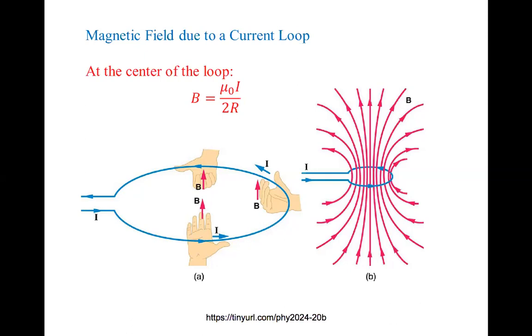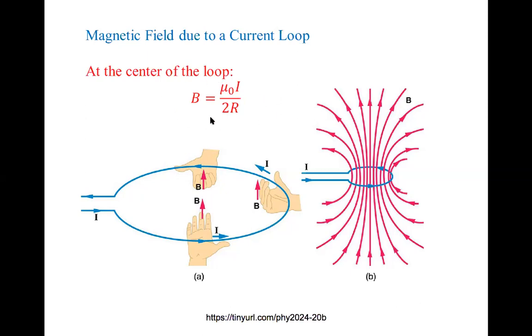You can turn your right hand around the loop, and you'll see that inside the loop, the magnetic field is going to be pointing upward in this case, if this loop is lying in the horizontal plane and you have a current in this direction. This is a particular case. You can actually get this result mathematically by using calculus, but we are not going to do that because we are not a calculus-based class.